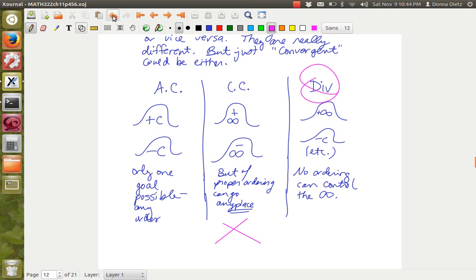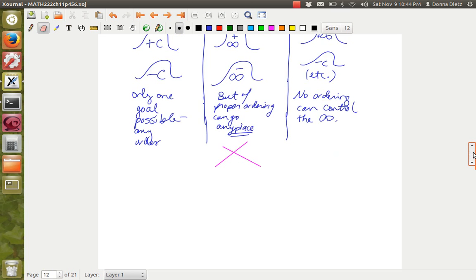And then divergence. Divergence is like you don't have 2 infinities. You have a positive infinity and maybe a teeny bit of negatives. Or you have a huge negative infinity and a teeny bit of positives. But no ordering can control for the fact that you have an unbalanced infinity. You have either a positive or a negative infinity and not the other. So then the ordering doesn't matter again. If it's absolute convergence, the ordering doesn't matter. And if it's divergent, the ordering doesn't matter. The only time your ordering actually matters is when you have 2 infinities that are fighting with each other, and then you get to control where it goes. Okay?